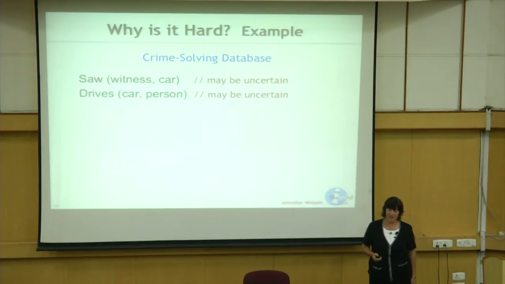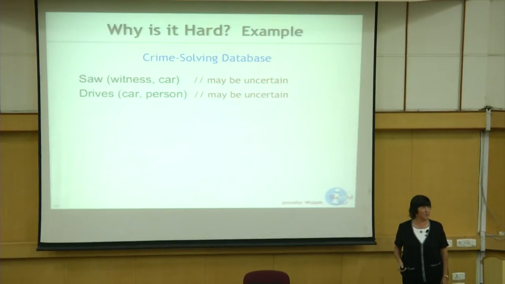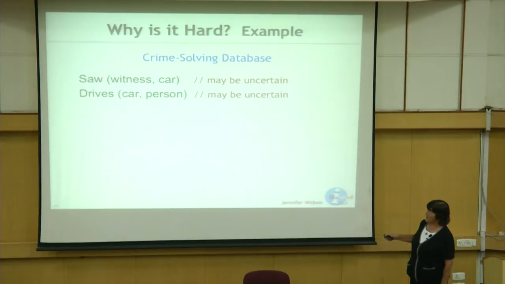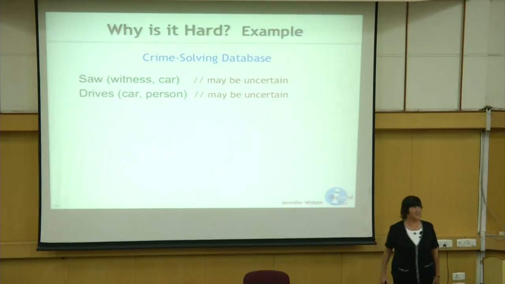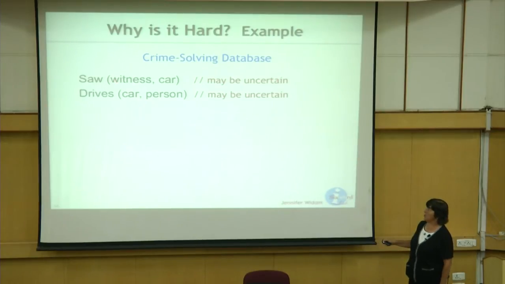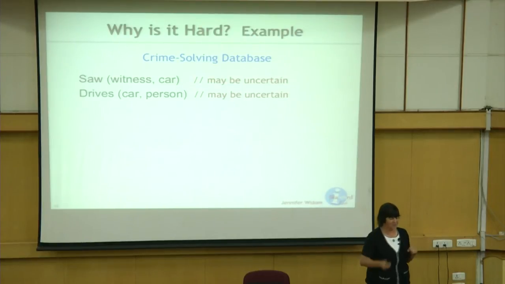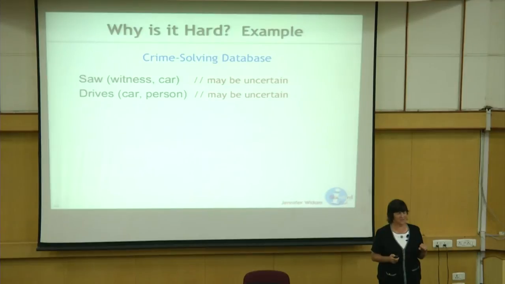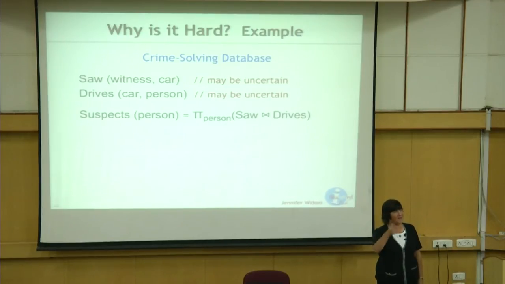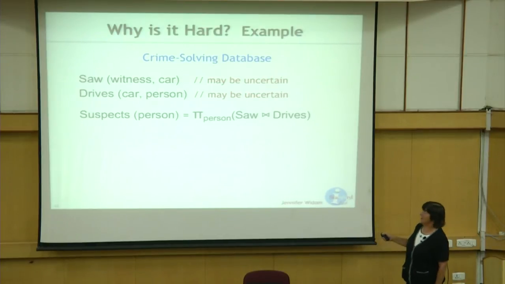And this crime-solving database is going to have two tables. One is witnesses seeing a car at the scene of a crime, and people who drive a particular car. So very simple, obviously, but we've got a crime, we're trying to solve it. We're going to generate a list of suspects, which are people who drive a car that has been seen at the crime. But a little twist is that this datum is uncertain.